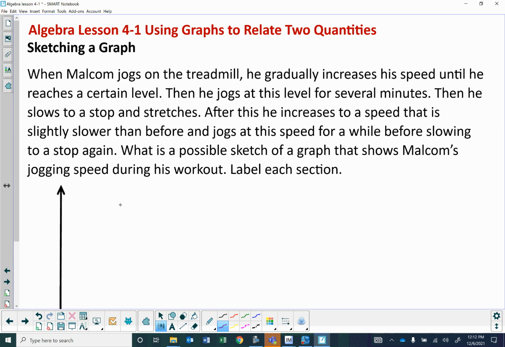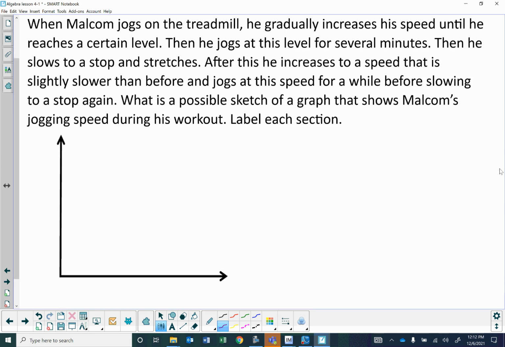What is a possible sketch of the graph that shows Malcolm's jogging speed during his workout? And we have to label each section. Okay, so the first thing we have to do is figure out the independent and dependent variable. Independent always goes on the x, dependent always goes on the y.